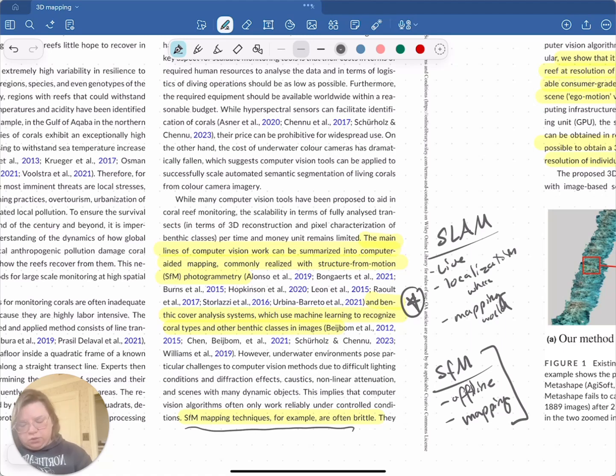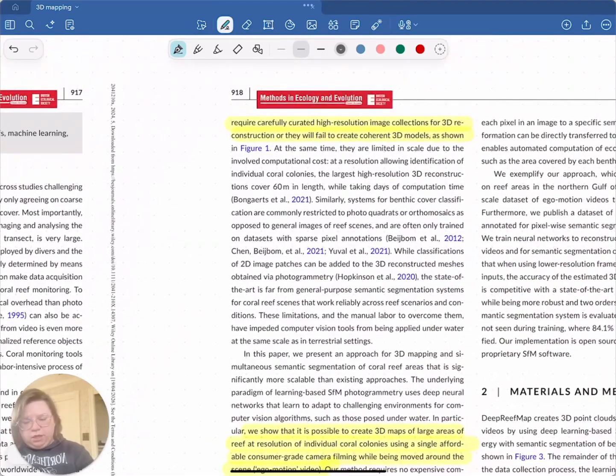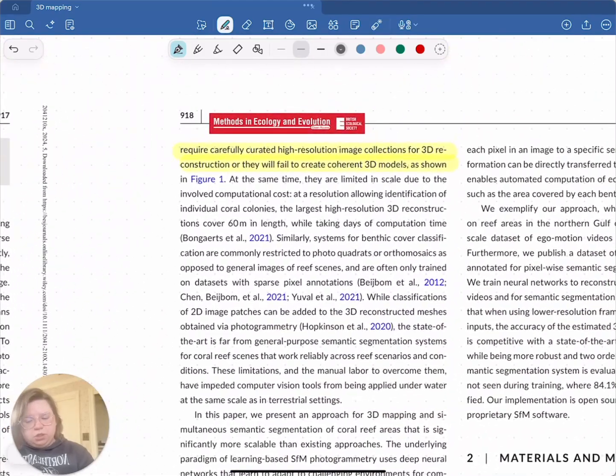So the existing structure from motion mapping techniques are very brittle. They often need highly curated, high resolution images for reconstruction, or they can struggle to get full 3D models. Often these can also be really difficult with consumer grade cameras, due to the poor water quality and image quality. It's in water, you've got distortions, it could be cloudy one day, you could have a lot of fish going on. There's a lot that happens in a water environment that makes this particularly tricky.